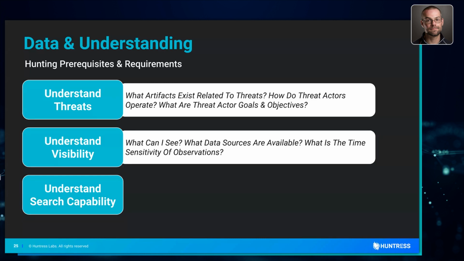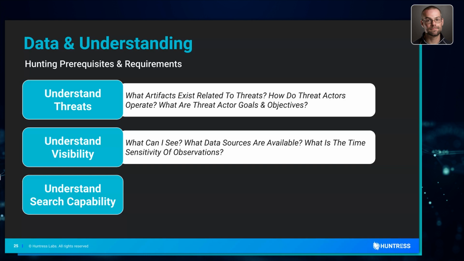What data sources are available, and is there a certain time sensitivity to the observations? For example, do I have 24 hours worth of data that I can interrogate that presents a significant limiter on the sorts of threat hunts that I can execute? Or do I have a year's worth of data that I can interrogate to look for signs of adversary activity? Or am I blending the two between different data sources depending upon what sort of questions that I'm asking?